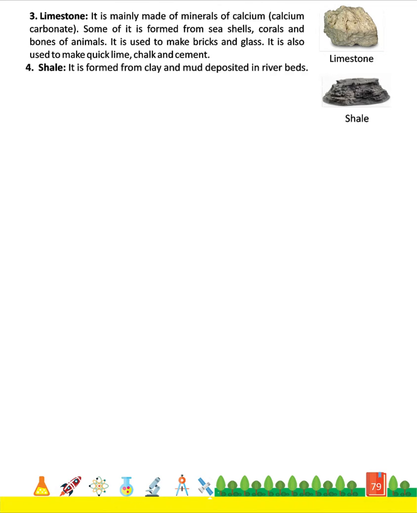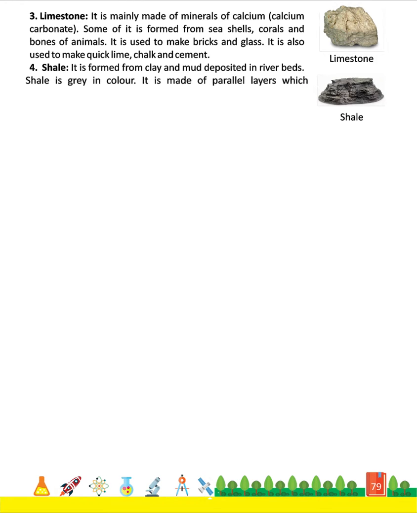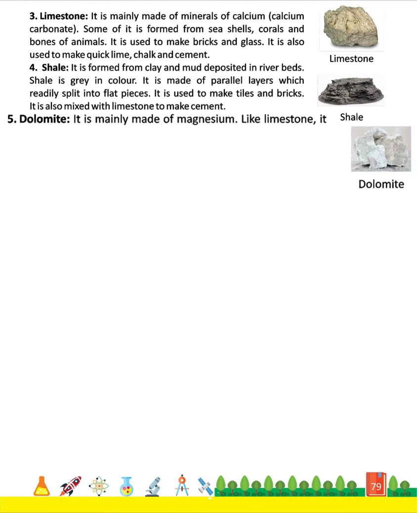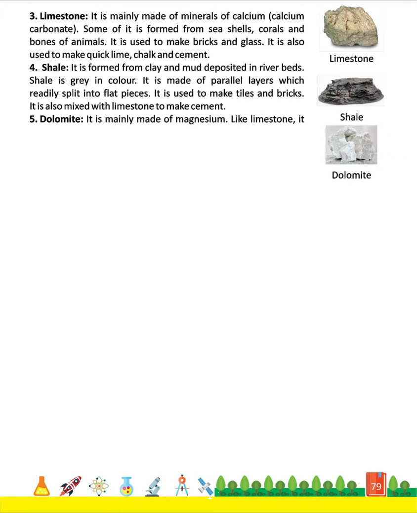4. Shale. It is formed from clay and mud deposited in river beds. Shale is grey in color. It is made of parallel layers which readily split into flat pieces. It is used to make tiles and bricks. It is also mixed with limestone to make cement. 5. Dolomite. It is mainly made of magnesium.